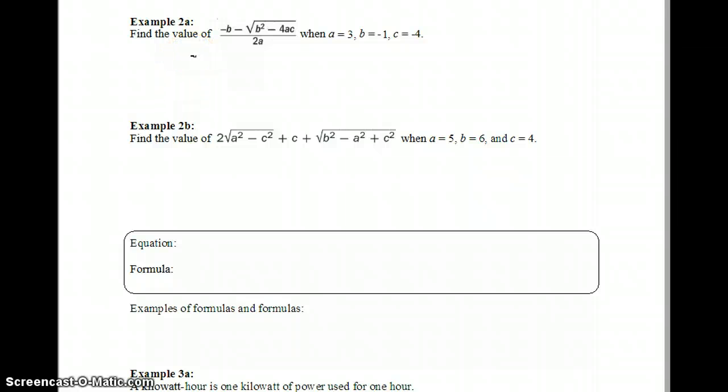Example 2a, find the value of negative b minus the square root of b squared minus 4ac, all over 2a. And you should recognize that formula. We're going to substitute in the following into that. In this case, it's actually an expression because there's no equal sign. So we're going to say negative, and b equals -1, so we're going to put -1 in for that.